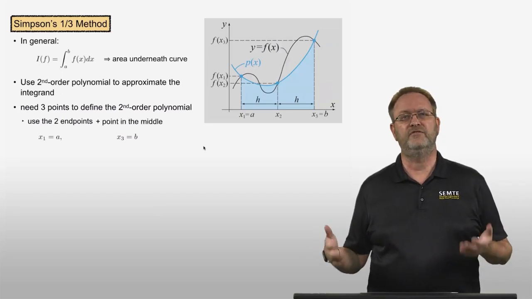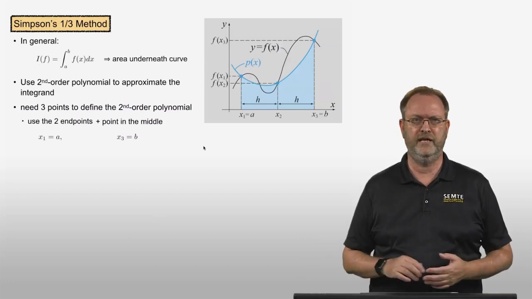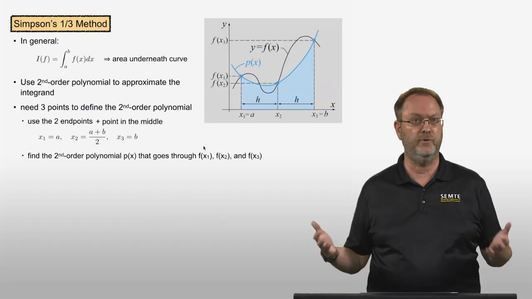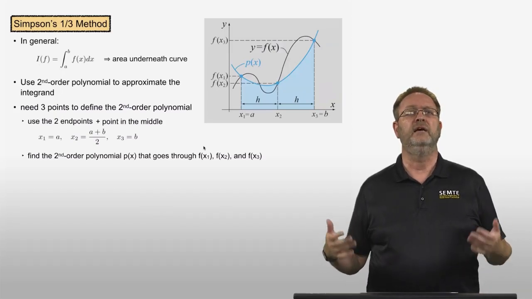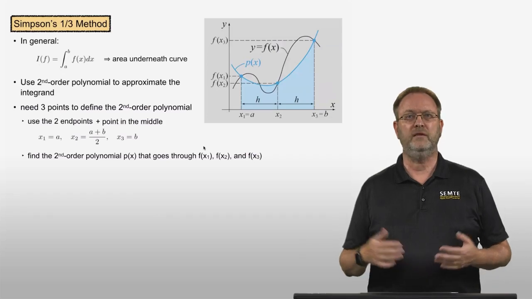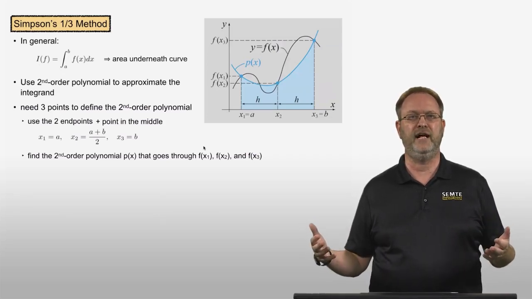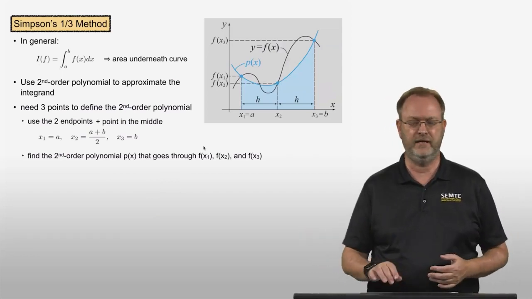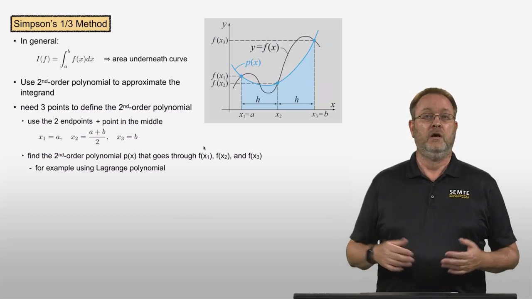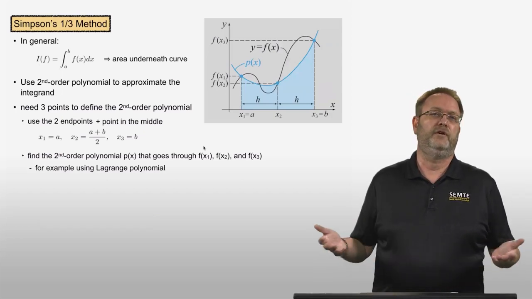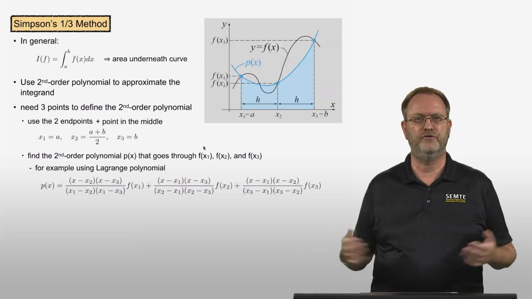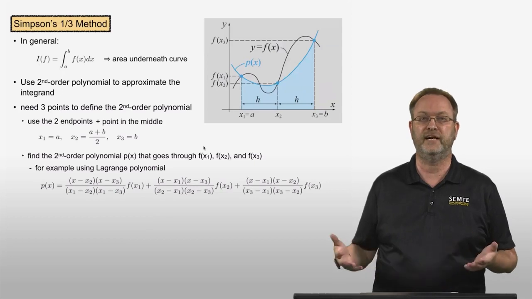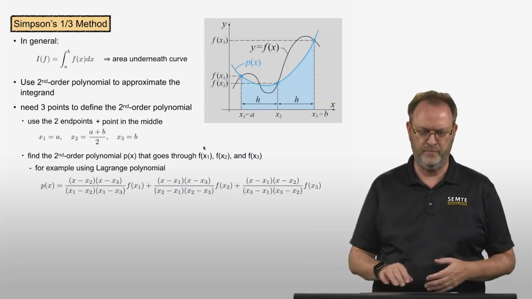But what are we going to use for the third point to define the second-order polynomial? Well, it kind of makes sense to use a point in the middle of the integral. So that would be at a plus b over 2. So those are our 3 points that now define the second-order polynomial that goes through those 3 function values: x1 equal to a, x2 equal to a plus b over 2, and x3 equal to b. How are we going to find that polynomial? Well, we could use, for example, a Lagrange form. So this is the Lagrange polynomial form of the second-order polynomial that goes through these 3 points.